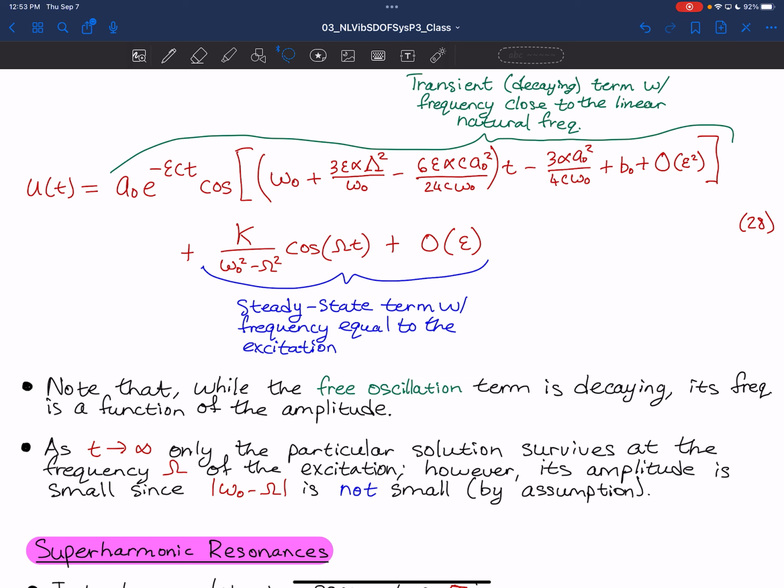And then as t goes to infinity, that transient term is going to die out, and we're going to be left with only the steady state term at that excitation of capital omega. And we should also note that its amplitude is small, and that's because the term in the denominator here is not going to be small. And that's an assumption that we made at the beginning of this analysis. Okay. Any questions so far?